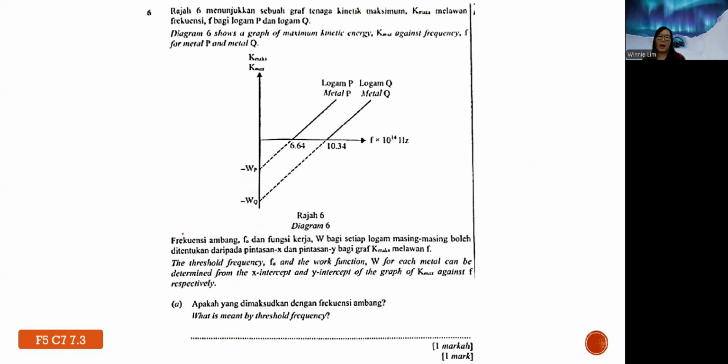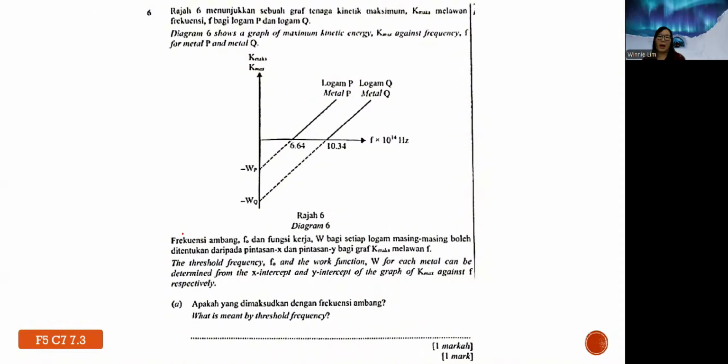Okay, then the next comparison question, question 6. Diagram 6 shows a graph of maximum kinetic energy against frequency for metal P and metal Q. So this is under quantum physics, the last subtopic. The threshold frequency f0 and the work function for each metal can be determined by the x-intercept and y-intercept of the graph of Kmax against f respectively. So firstly, what is the meaning of threshold frequency?